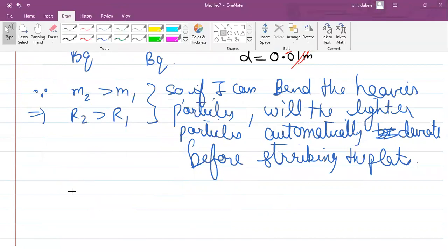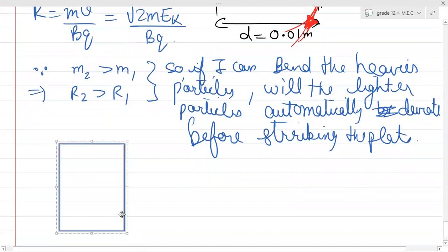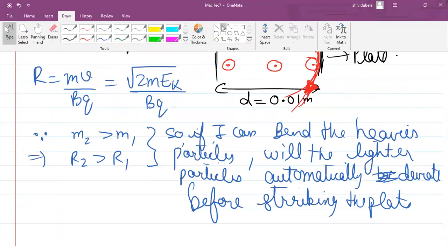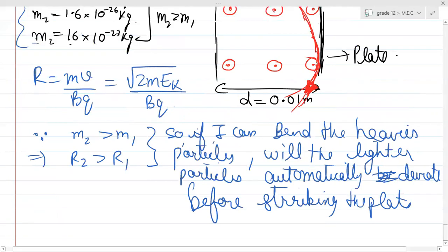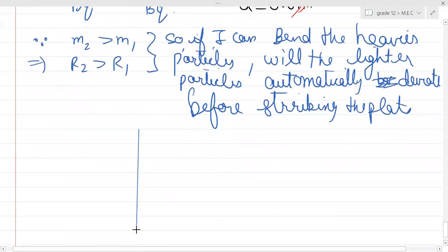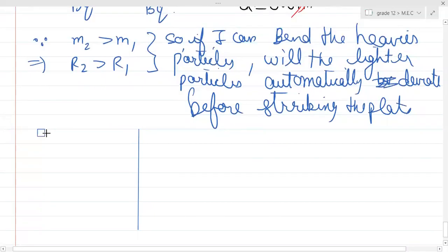Suppose if I give you like this. Suppose I say this is the plate, and this is basically a tube from where the particles come.